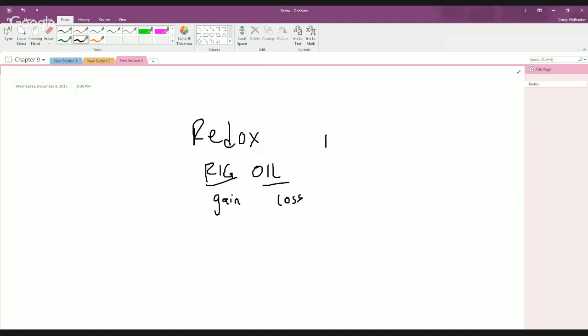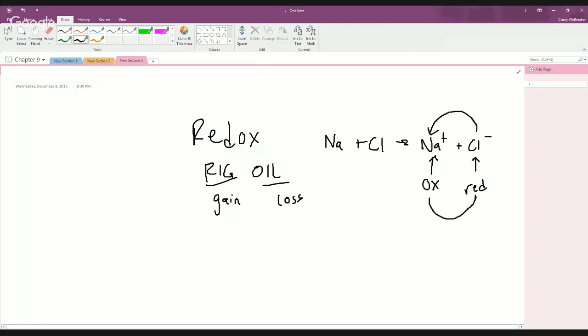One of the more simple examples is sodium plus chlorine interacting to form sodium chloride. Sodium is going to lose an electron, chlorine is going to gain an electron. So sodium has been oxidized, chlorine has been reduced. So chlorine is the oxidizing agent because it's causing something else to be oxidized. Sodium is the reducing agent because it's causing something to be reduced.